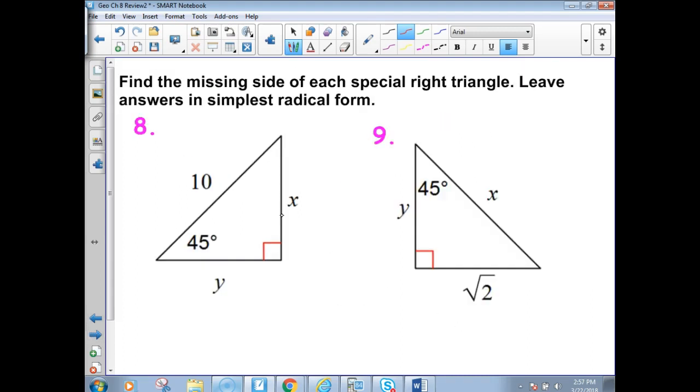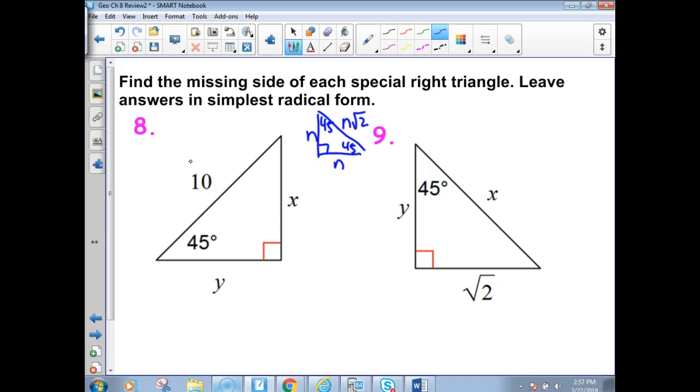Okay, 8. These are the harder ones. Special right triangles, your 45, 45, 90 pattern is in your ISN. You will be able to look at that. The legs are n and n. The hypotenuse is n times the square root of 2. And then you have a bunch of rules written down for you.